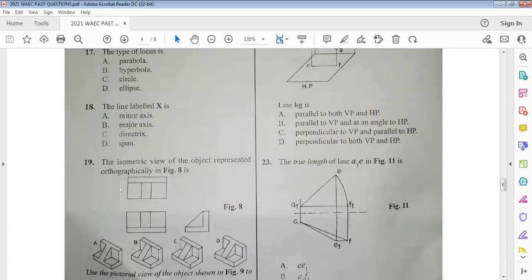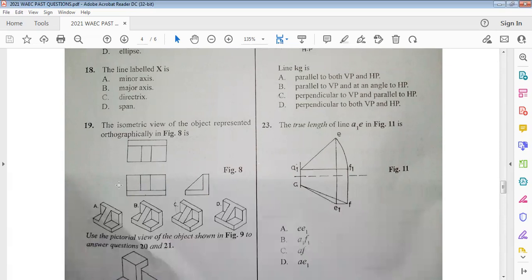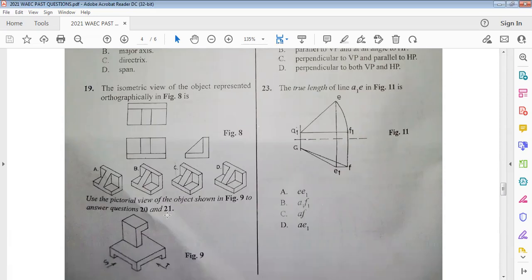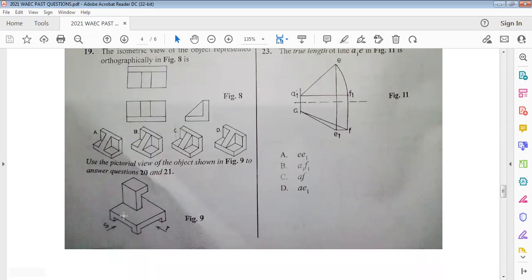Okay, now let's come to question 19 in which we are given a diagram. Here we have that the isometric view of the object represented orthographically in figure 8 is, so they want us to choose the right answer here, and the correct answer is option C. That is the correct answer. And then question 20 and 21, we have to use this diagram to answer question 20 and 21 as we are instructed here.